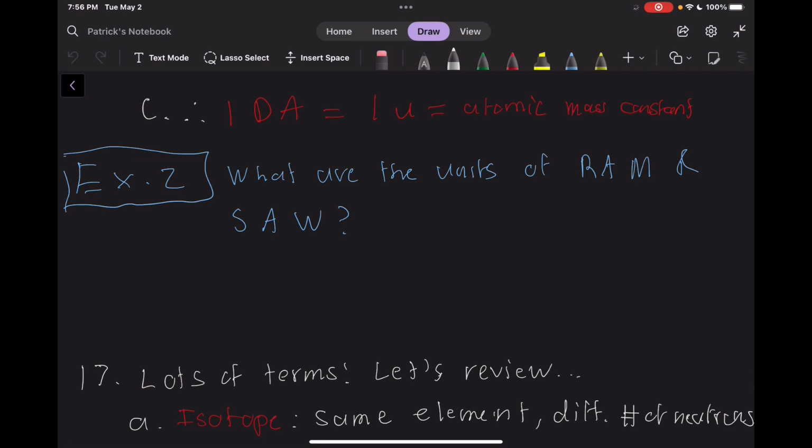Let's do another example problem. Example 2 says, what are the units of RAM and SAW? Feel free to pause the video if you'd like to figure this one out for yourself. This is actually a trick question because the units of RAM and SAW don't actually exist.